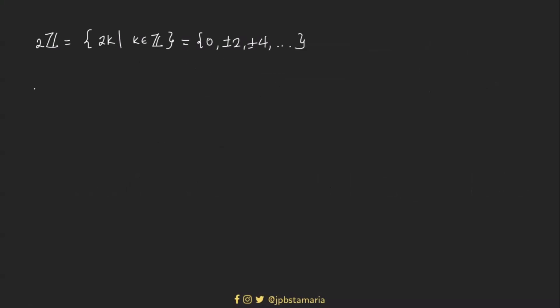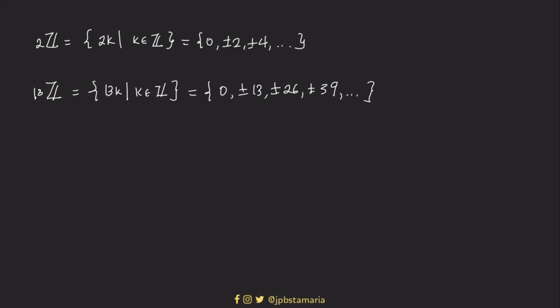So pag sinabi ni Sir na 13Z, ang laman nito yung mga 13K. Ano yung 13K? 0 plus minus 13 plus minus 26 plus minus 39, etc. Yun yung meaning natin nun. And in general, pag NZ, mga NK, yun yung 0 plus minus N plus minus 2N and so on.